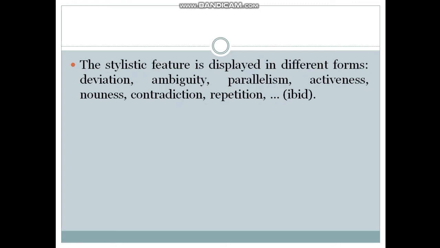There is contradiction, or there is, for example, repetition. For example, when the writer repeats the same element or the same noun, the same word, either through its synonyms or through its opposites throughout the text. Here, this linguistic element becomes a stylistic element, and this is what the stylistician studies. The stylistician studies the stylistic element, the stylistic feature of the text, following a linguistic theory.